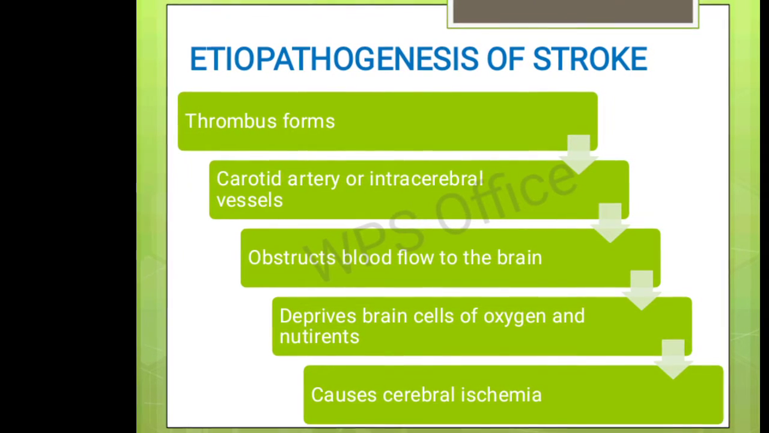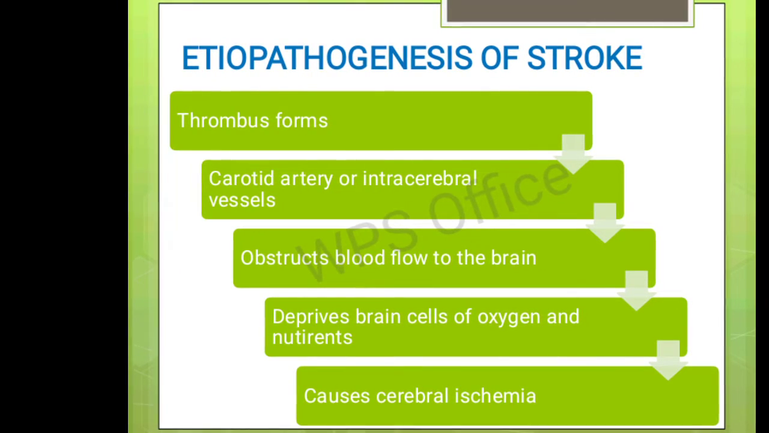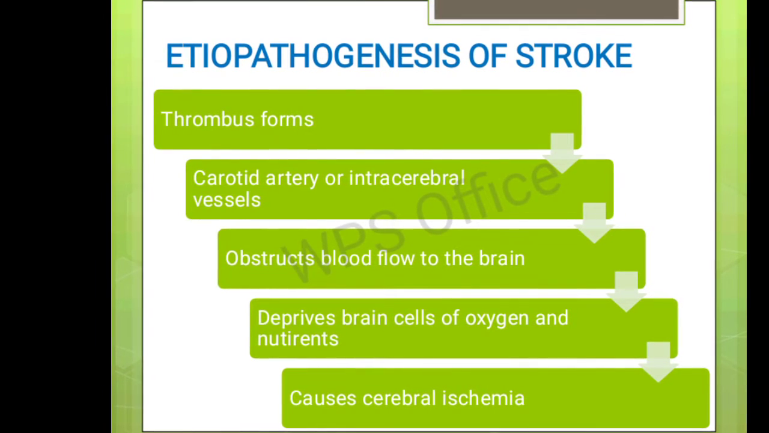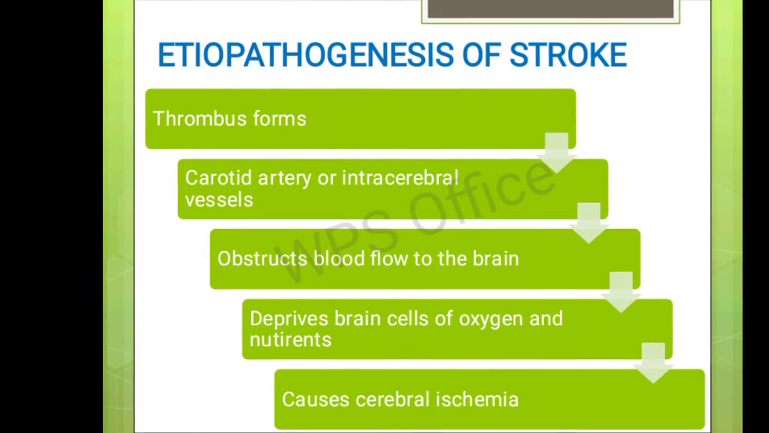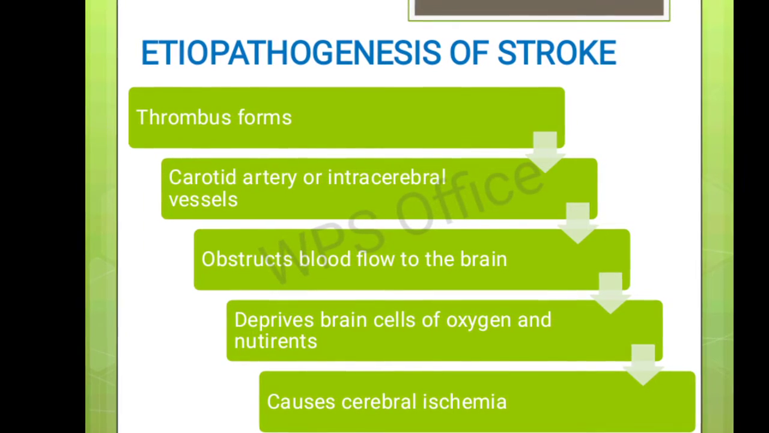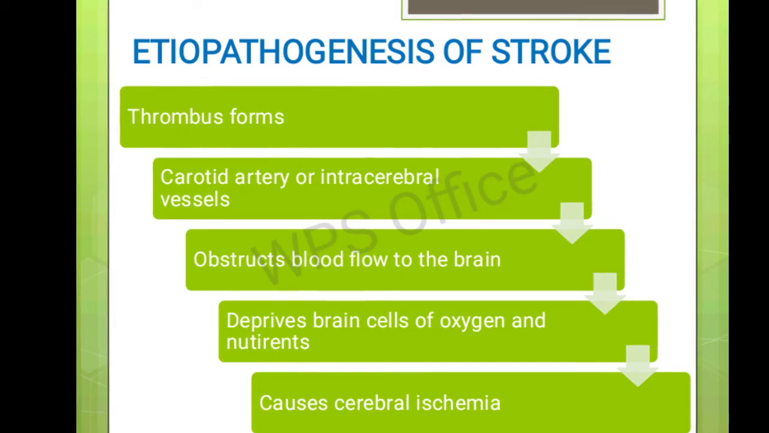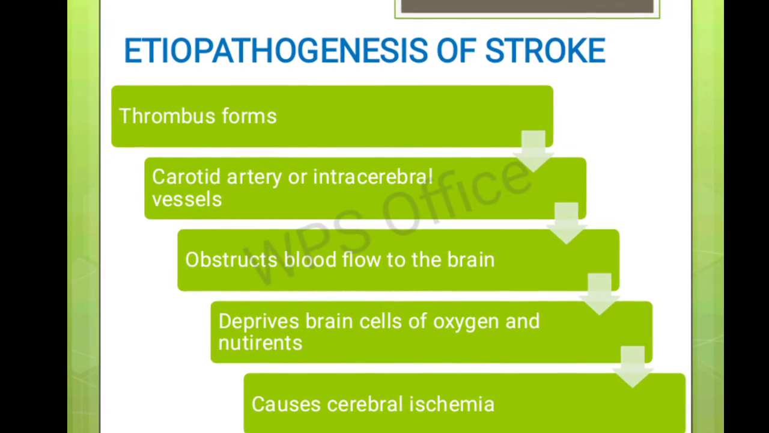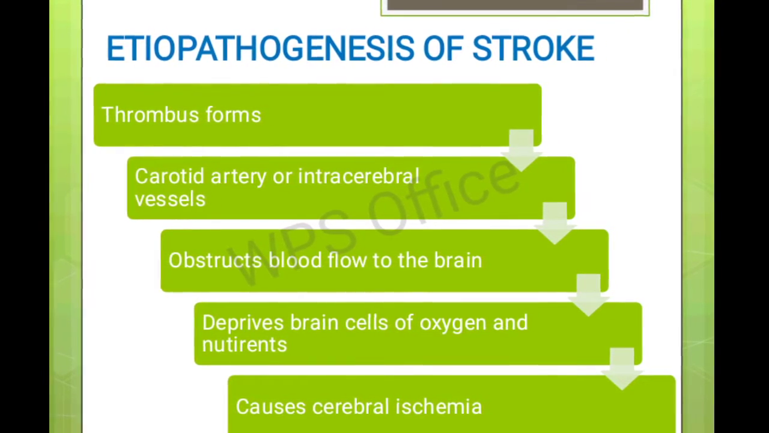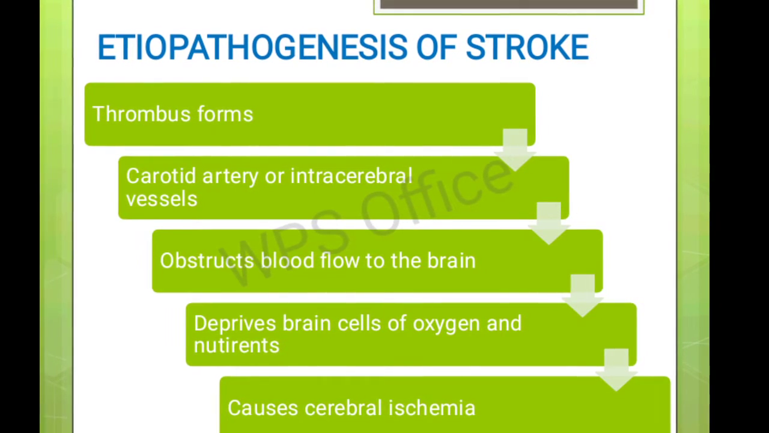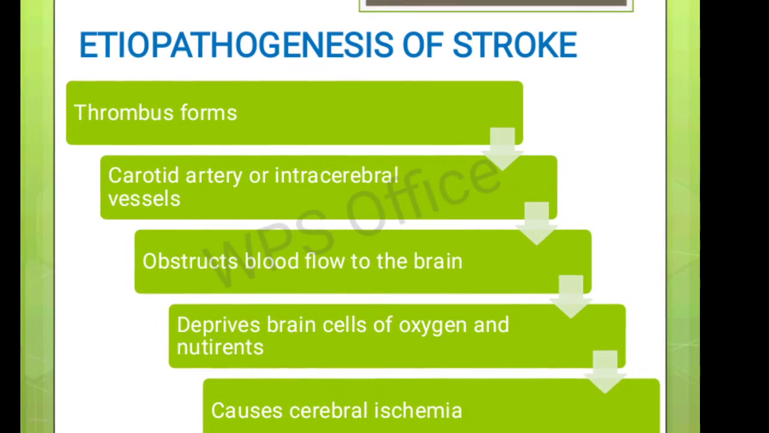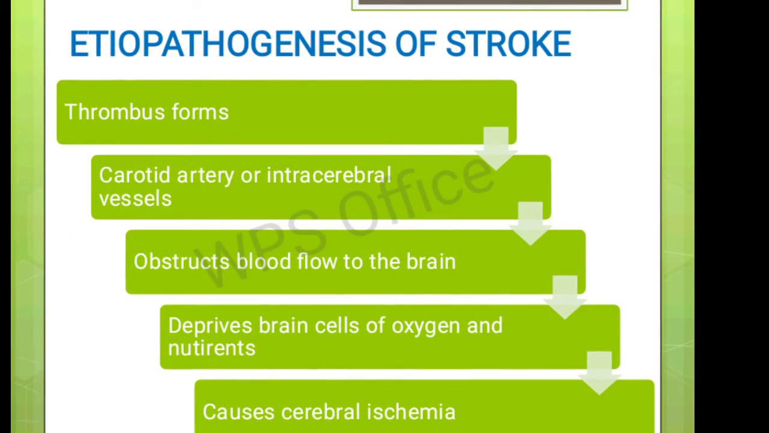In the pathophysiology, first there will be thrombus formation due to the etiological causes. Then the thrombus will pass to the carotid artery or the intracerebral vessels, that is, the blood vessels inside the brain. This thrombus will obstruct the blood flow to the brain. When blood flow is obstructed to that area of the brain, it will deprive the brain cells of oxygen and nutrients, because if there is no blood flow, oxygen and nutrients will not be able to reach that area.